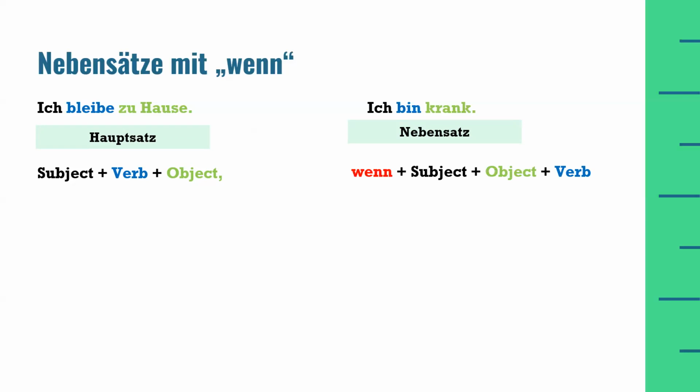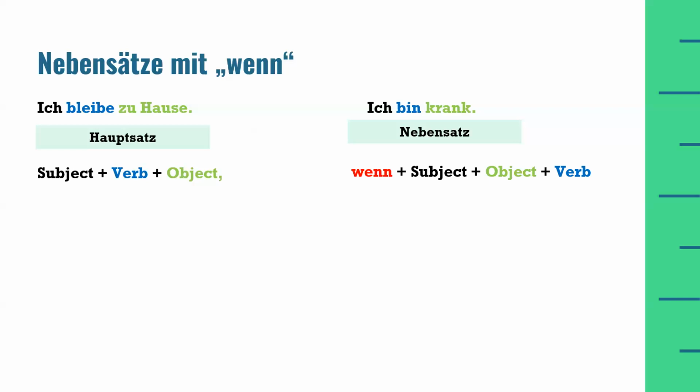Nebensatz will always start with the conjunction wenn, and soon after wenn we will put the subject of the sentence. This subject will be the subject of the Nebensatz. At third position, we may have an adjective, we may have an object, we may have additional information about the sentence, and then we put the verb at the last position of the sentence.